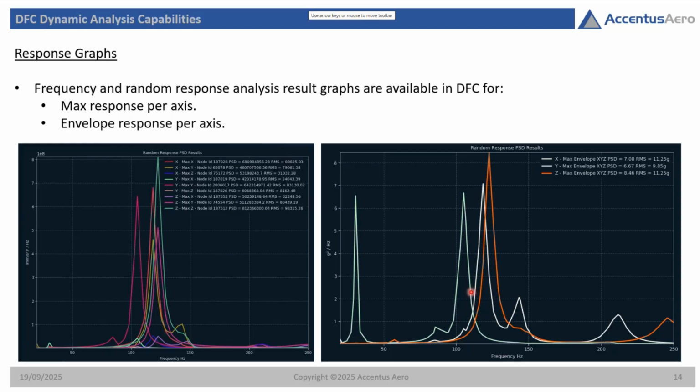A more interesting graph is to look at the envelope. We create an envelope per frequency: what is the max response at the specific frequency? Then you get something like this. This gives you a little bit more information than just a maximum response. So this gives you the envelope, which is a very handy graph to have to evaluate the response of your structure.